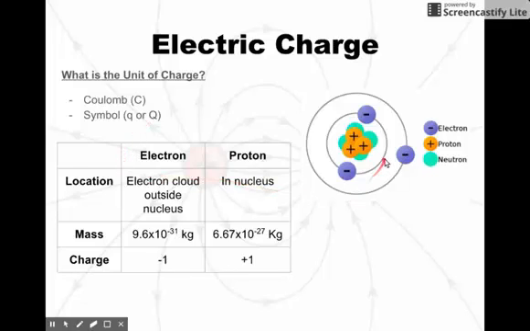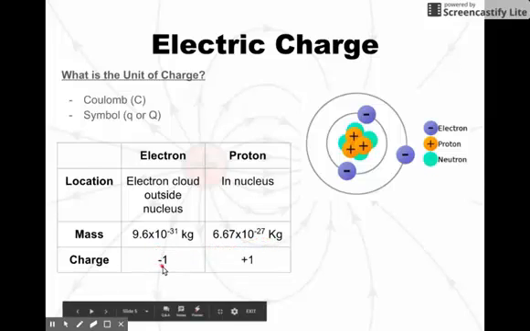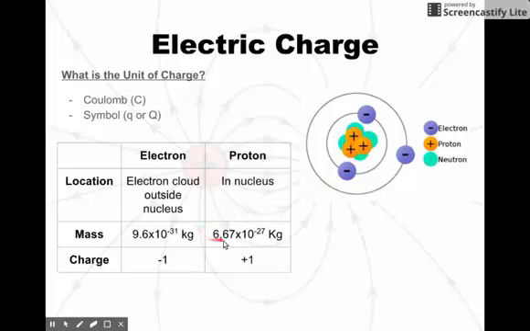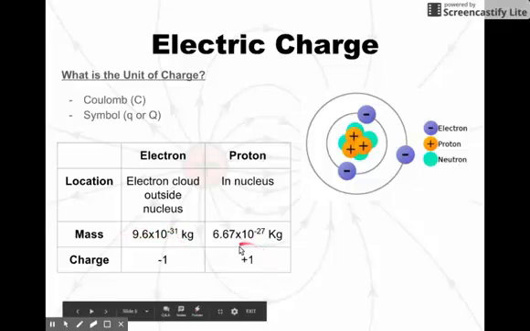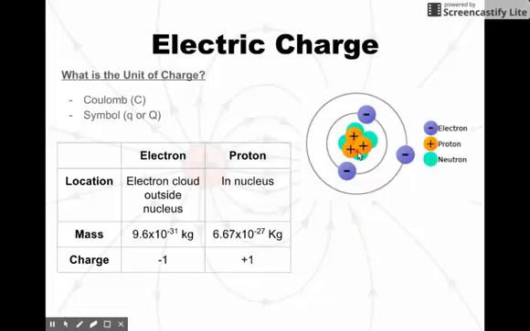Electrons are located outside the nucleus in the electron cloud, shown here in the picture. They have a mass that's pretty small compared to a proton. It has a charge of -1. The other charged object in our atom is the proton. Proton is located in the center, which we call the nucleus. It has a mass that's quite larger than the electron, but still really, really small, but has a charge of +1. The other thing in the atom is a neutron, which has no charge.